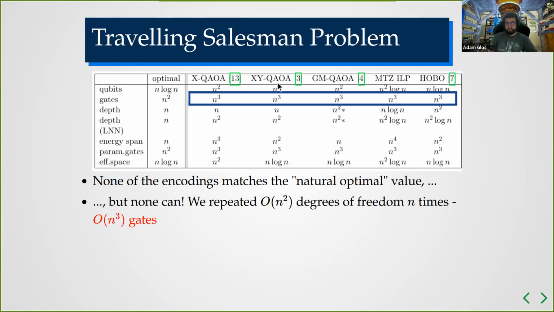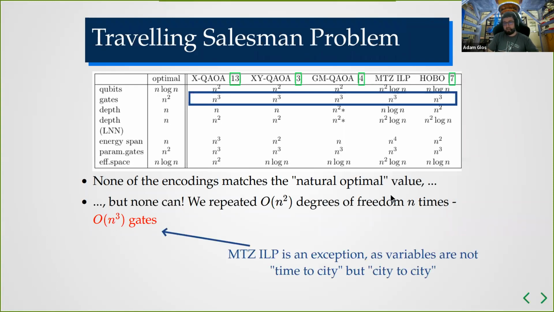For XQAOA, XYQAOA, we have n cubed. Similar for these two last variants of the QAOA. But for GM-QAOA, which is with the mixer called Grover mixer, it is even worse. It is just n to the 4. So actually, at least for some representations, this n cubed representation is fundamental. This lower bound on the number of gates, n cubed, which we motivate here, is not working in general.